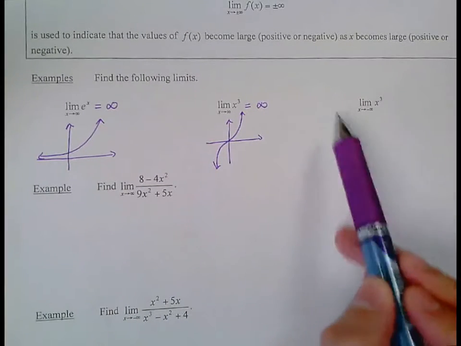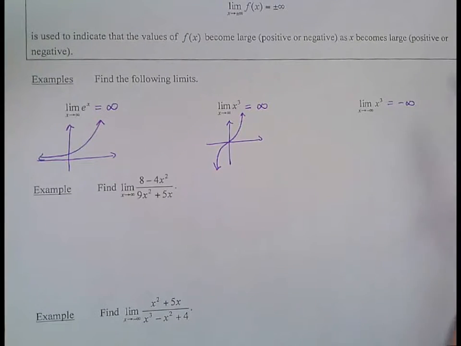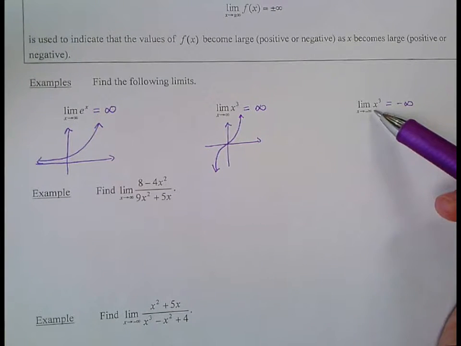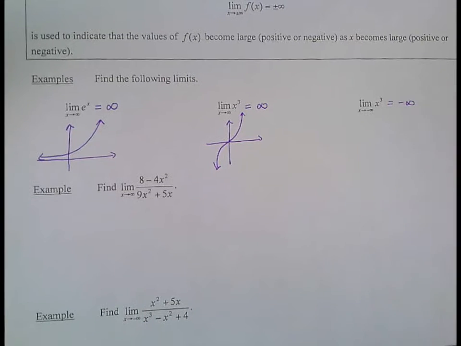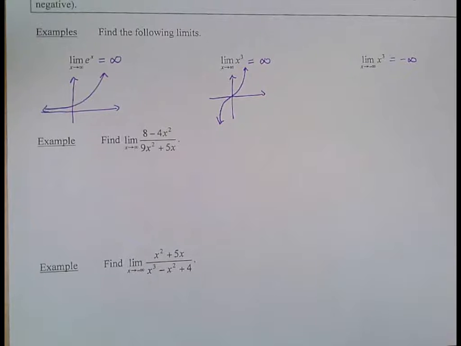That's actually the next one here. This would be negative infinity. You can think of that too: if you take a very large negative number, which yes is actually a very small number, but a very large negative number, and then cube it, it's going to be even larger and negative. So you can think about it that way as well.